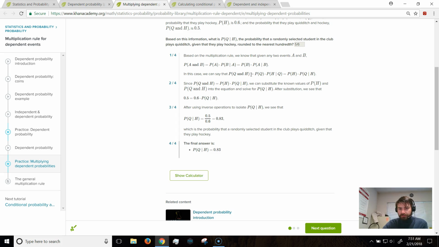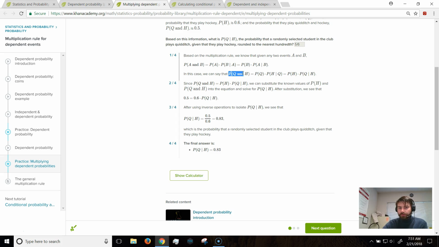So yeah, this is a formula. The probability of Q and H is equal to the probability of Q times the conditional probability of H given Q, and also P of H times P of Q given H. It's the probability of playing Quidditch given they play hockey.